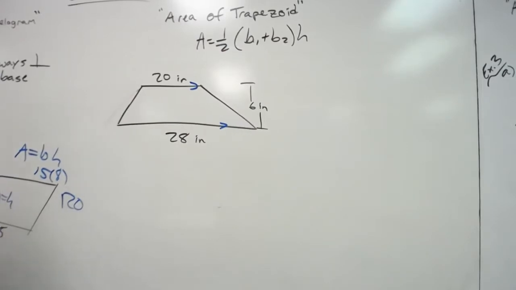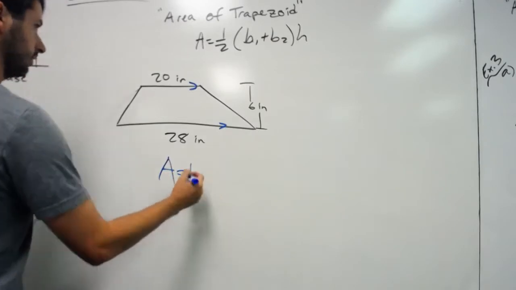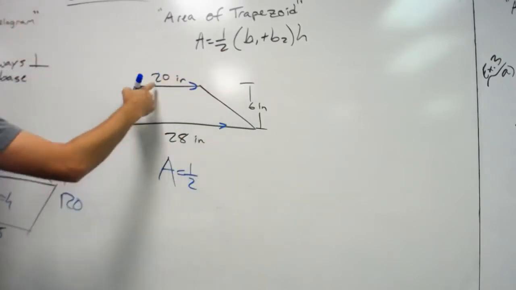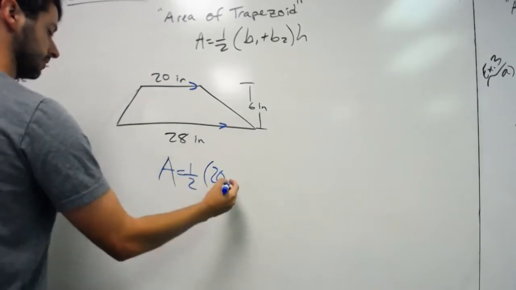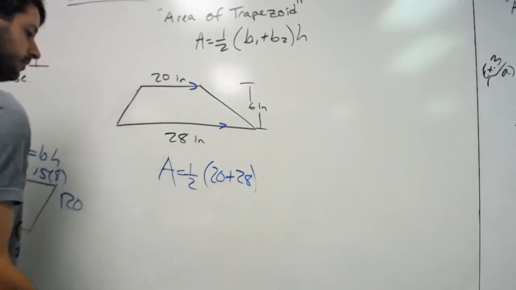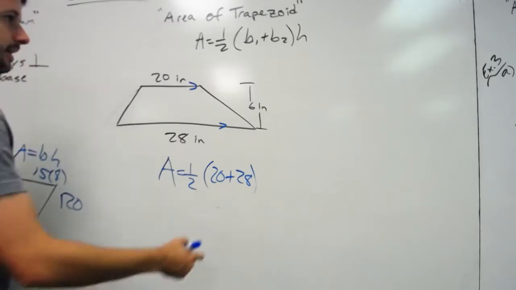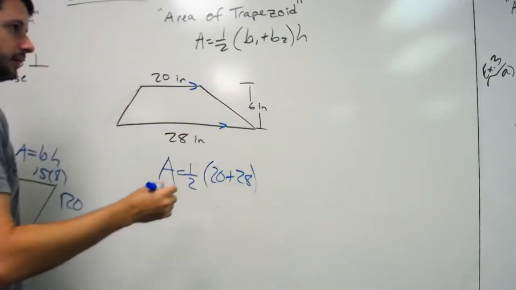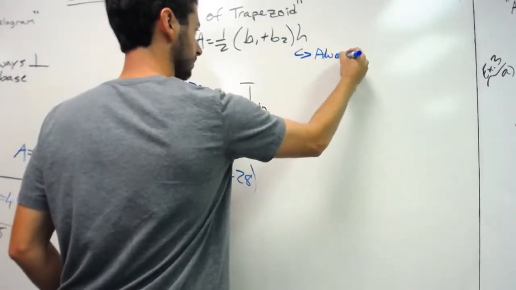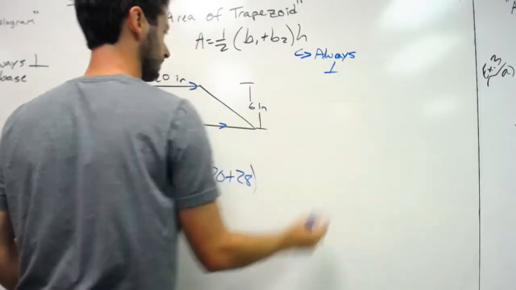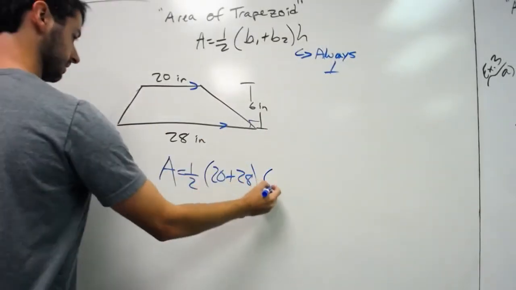So let's try to plug this in. It's pretty straightforward. Either one of these can be base 1. It really doesn't matter. I'm going to use 20 as base 1, 28 as base 2, but notice if you add them together, it's going to be the same thing anyway. And then our height, once again, is always perpendicular. This one just gives it to us that this is perpendicular, so our height here is 6.